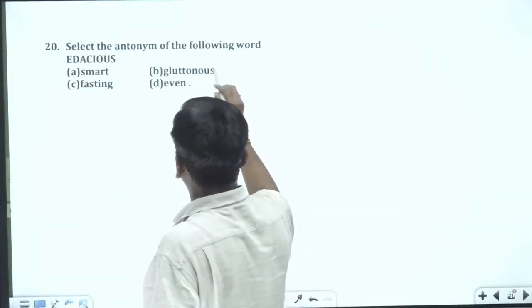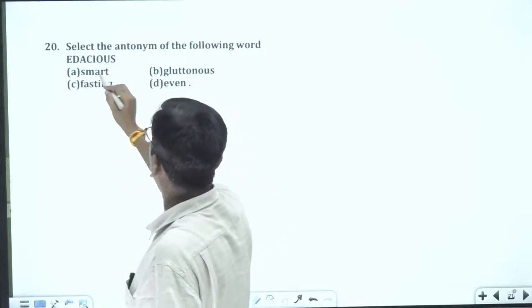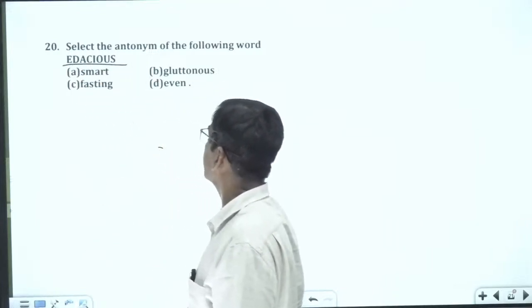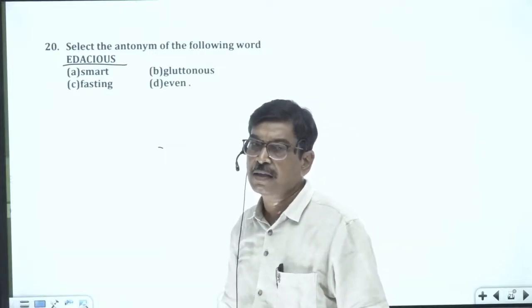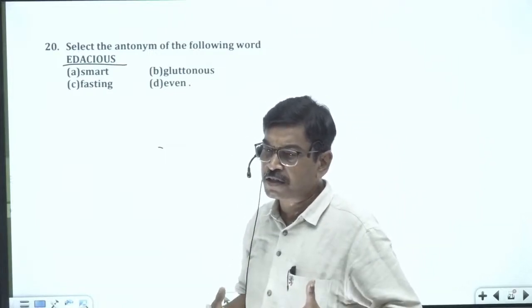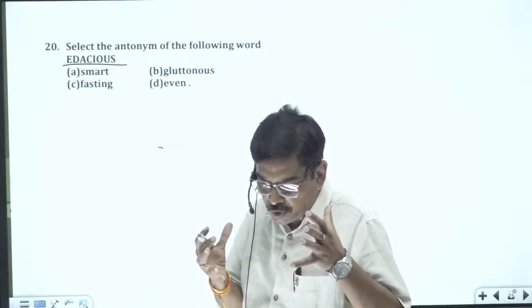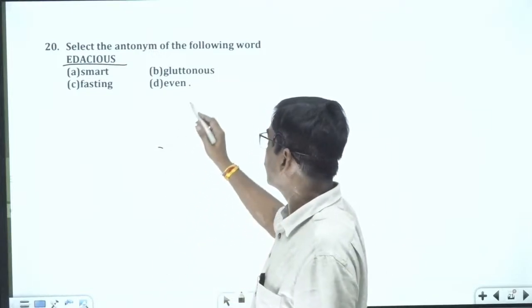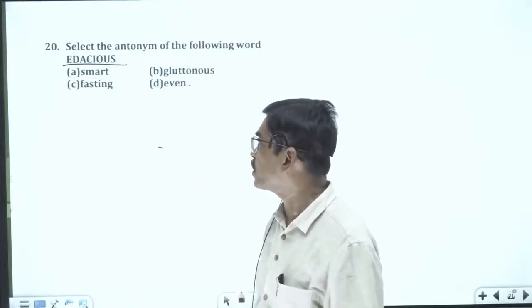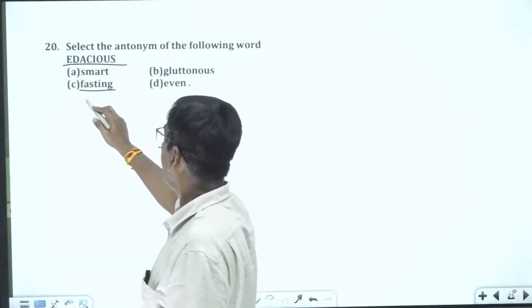Select the antonym of the following word. First of all, what's the meaning of audacious? Audacious means one who eats too much, fond of eating, and gluttonous is its synonym. But fasting is the antonym.